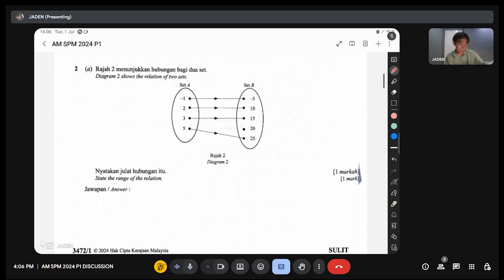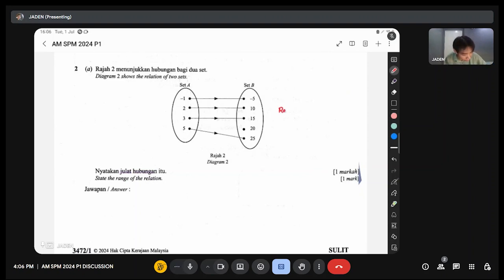We have questions from chapter 1 function. Right. Let's read the question together. Diagram 2 shows the relation of two sets. State the range of the relation. Julat hubungan. Okay. Now, what is julat or range?